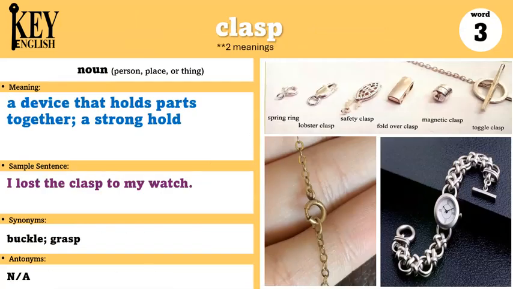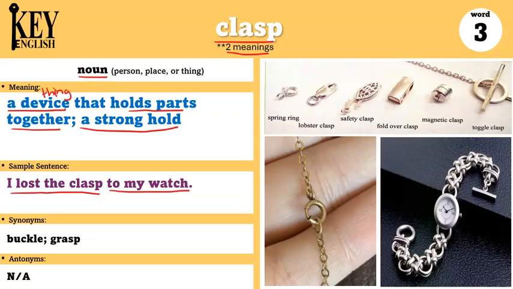Our next word is clasp. Clasp also has two meanings. Clasp is a noun and it is a device, so it's a thing that holds parts together. It holds two things together. A strong hold. For example, I lost the clasp to my watch.